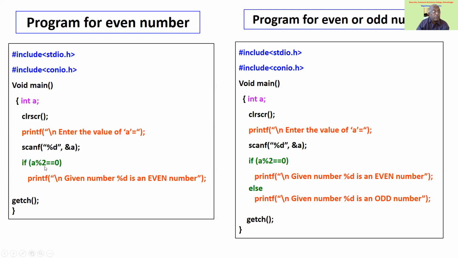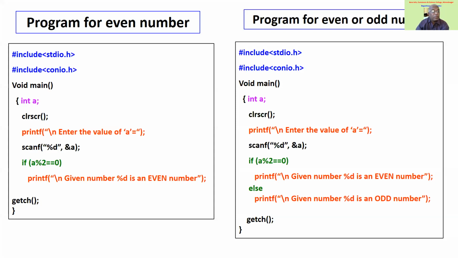A%2 means that when you divide a by 2, it will give you the remainder. And you know that even numbers are those numbers which are divisible by 2. That means every even number when divided by 2 does not give any remainder, the remainder is 0.